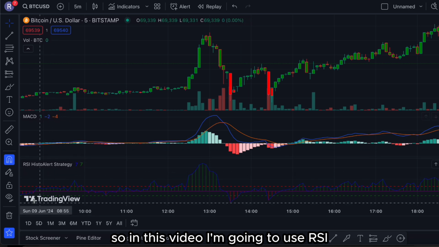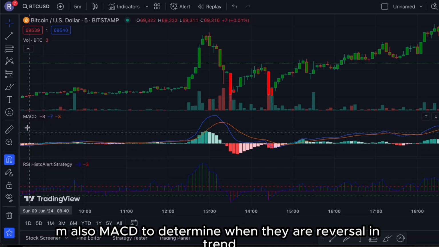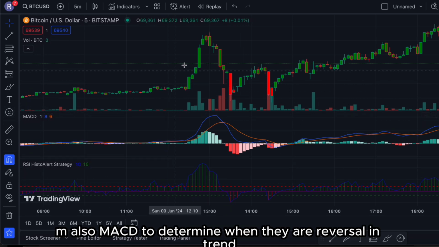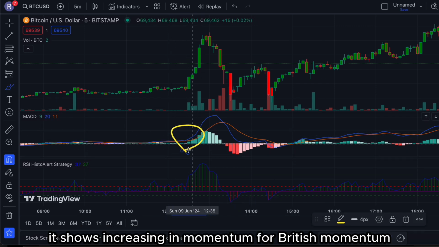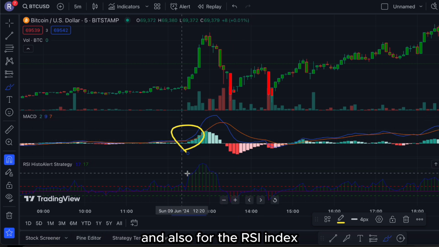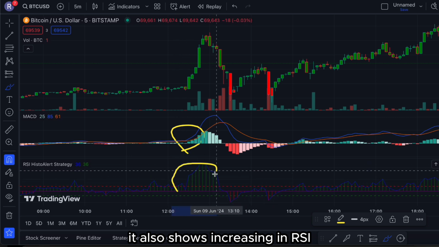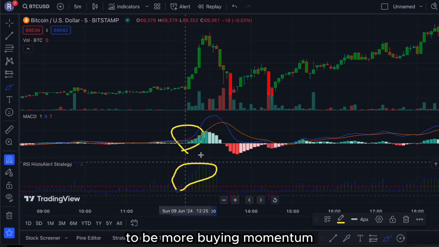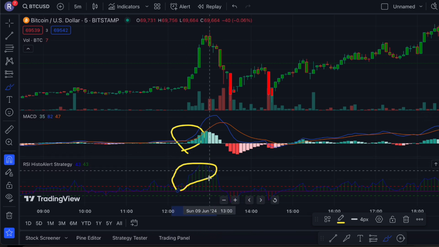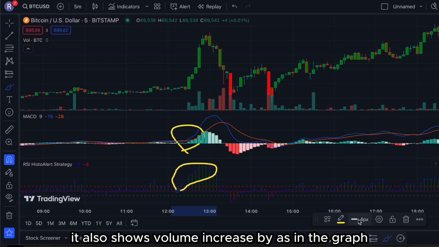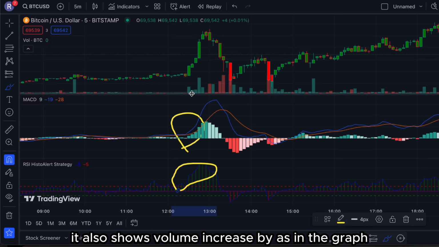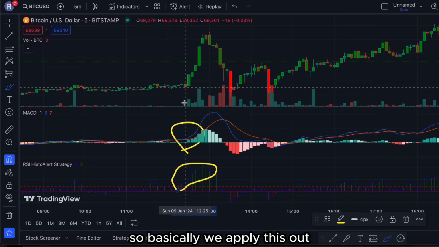So in this video, I'm going to use RSI and also MACD to determine when there are reversals in trend. As you can see, at this area, it shows an increase in bullish momentum. And for the RSI index, it also shows an increase in RSI, meaning increasing buying momentum. The graph also shows a volume spike. So basically, we'll plot this out.